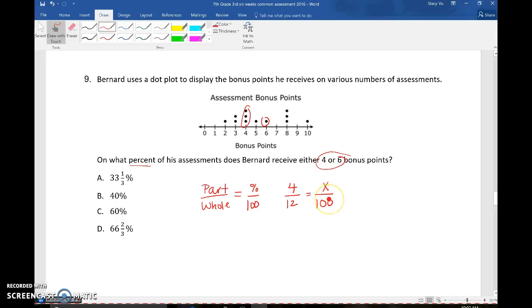So you can do your cross product. So 12x equals 400. I'm going to divide 400 by 12. So 400 divided by 12. 12 times 3 is 36. We get 40 again, so it's going to keep repeating. So 3, 3, 3, 3, 3. So 33 and a third repeating.